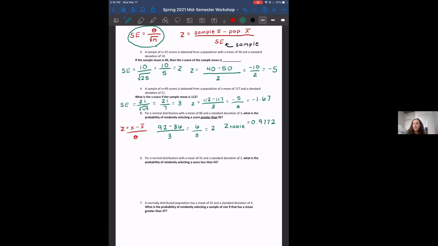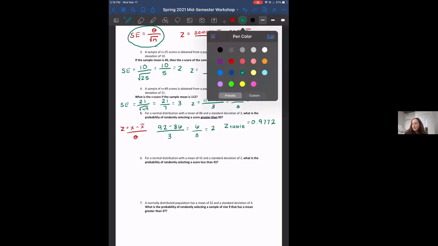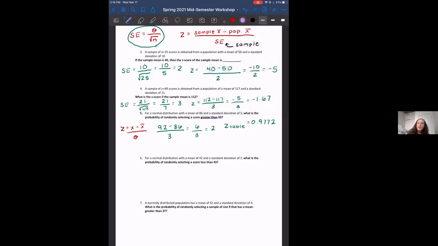One minus, good. Okay, so I'm going to go over this. Because this problem says greater than 92, I'm going to write this out. If the question is asking for probability and it says greater than, then you're going to do 1 minus the value you get from the z-table.